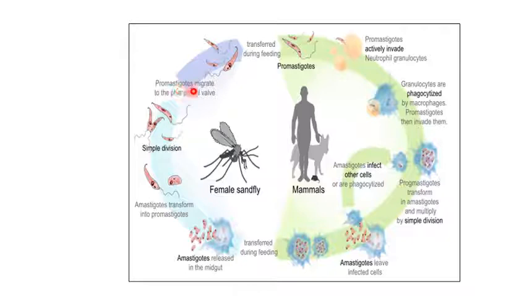Actually, the promastigotes migrate to the pharynx valve of the insects, then through the bite, they go to the blood of the human where they invade the macrophages and multiply, transforming into the Leishman stage, amastigotes. So simply, promastigotes from the insects transform in a human into amastigotes.